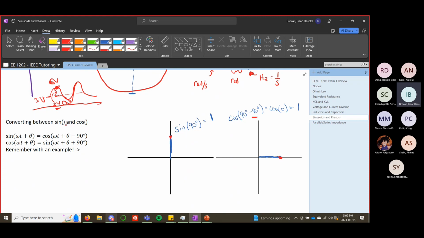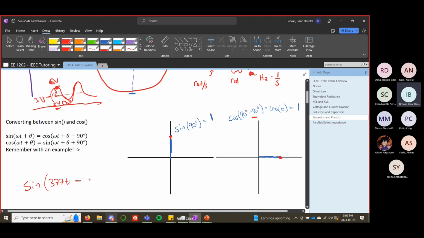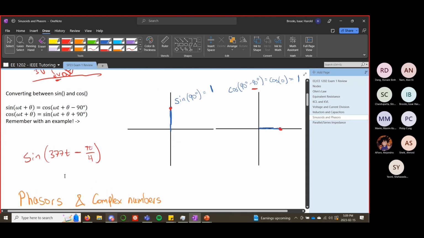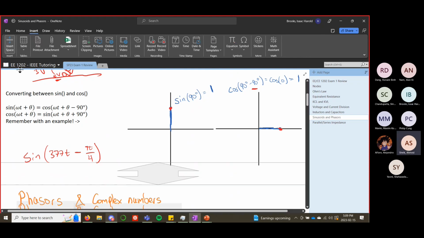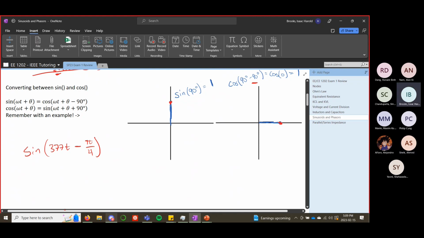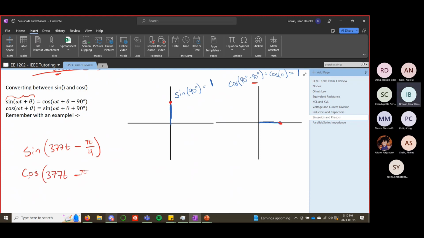So for example, if you're given a function that's like sine of 377t minus, let's do pi over 4. If you want to convert this to a cosine, this is what we have here. We have sine of omega t plus an angle. So this is equal to cosine of 377t minus pi over 4. This is our omega t. This is our plus theta, that's equal to, if we do minus 90 degrees, which is pi over 2.